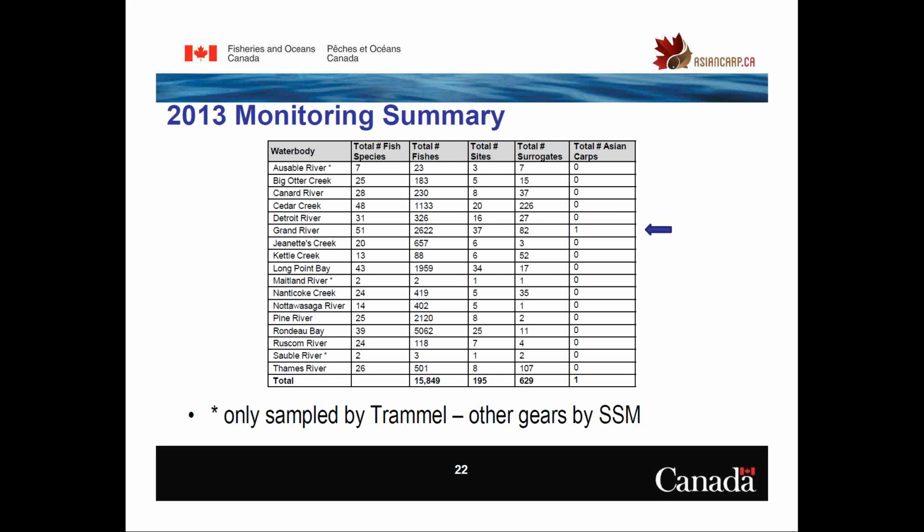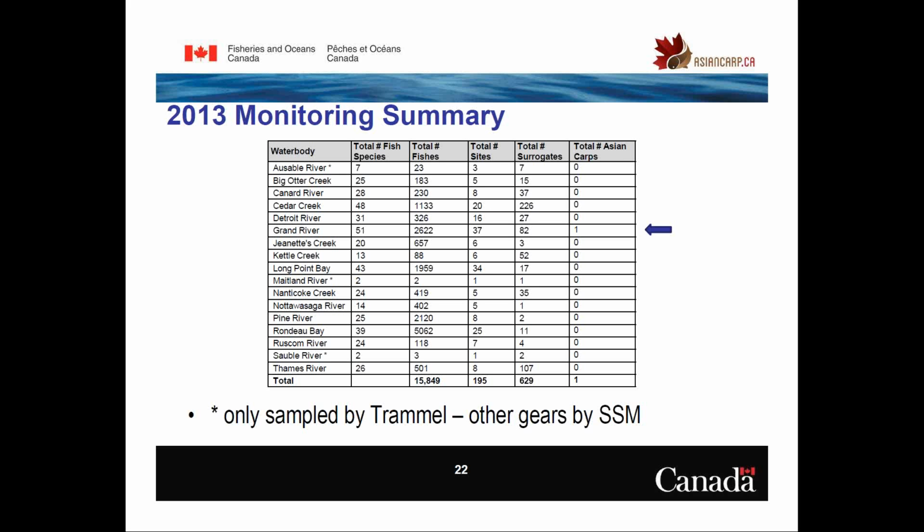So in this slide, you can see the list of water bodies we sampled in 2013 out of Burlington. Please note that the sites with the asterisks only have the information from Trammell netting, although they were both electrofished and Fyke netted by the Sault Ste. Marie group. So we would expect there to be more fishes and more sites in this when we incorporate their data.